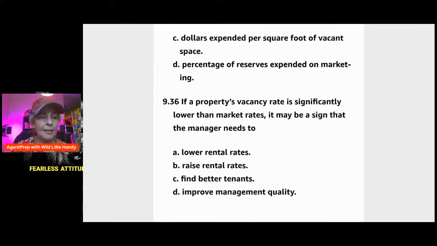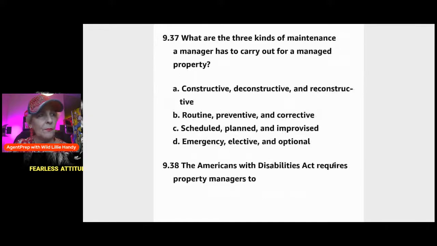So supply and demand, okay? So it said if a property's vacancy rate, okay, so they have higher vacancy in a significantly lower than market rates. So then it may be a sign that the manager needs to raise rental rates. Number 37. Yes, opposite. So, yeah, so what else does it say?